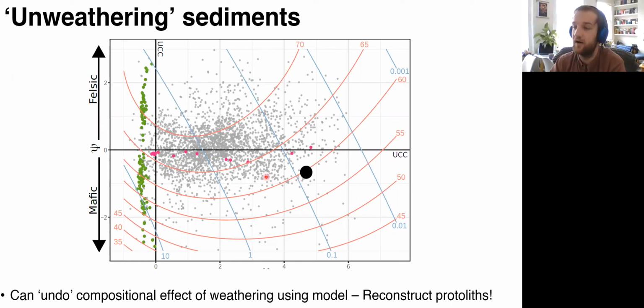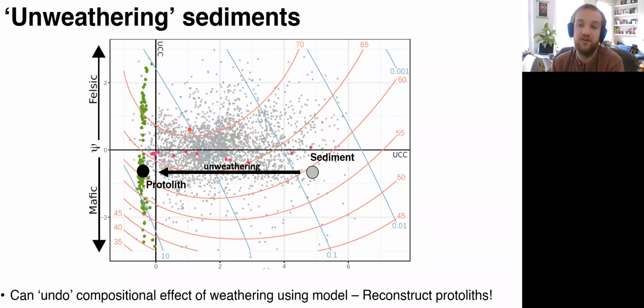So it's got a psi value of about -1, so it's a bit mafic, and it's fairly intensely weathered. It's over here. Because we know the trend of weathering, we've calibrated the compositional trend, we can undo the effect of weathering by simply tracking a sediment back to this igneous rock array here. So if this was the original sediment, we can calculate the protolith by just backing it along this weathering trend. So sediment, protolith, unweathering.